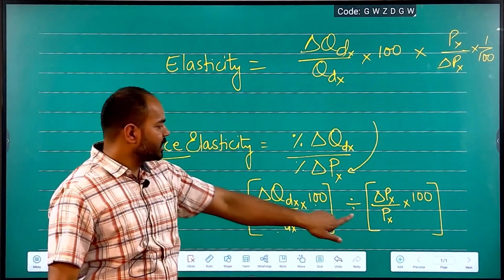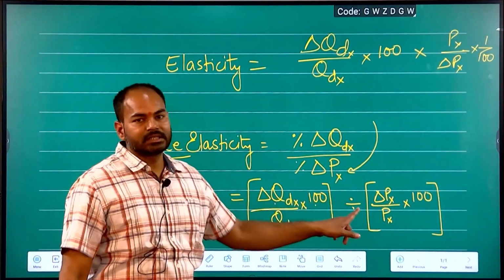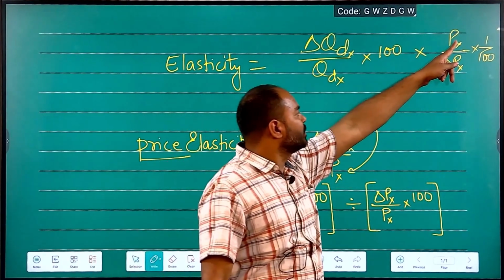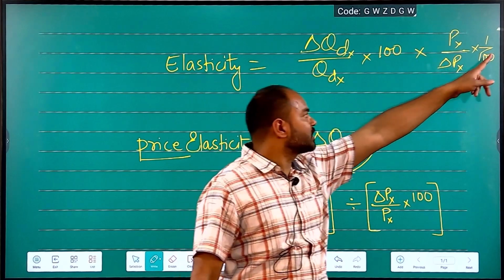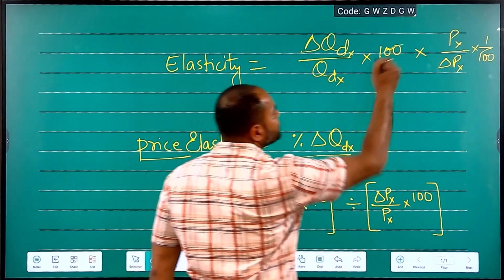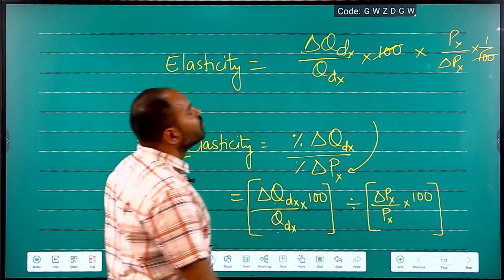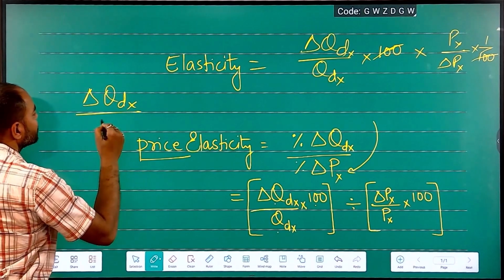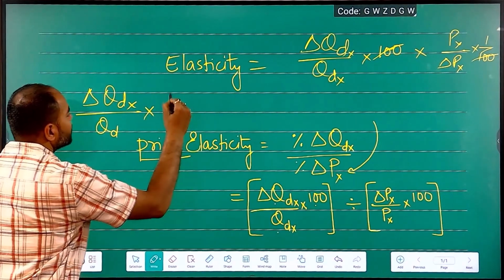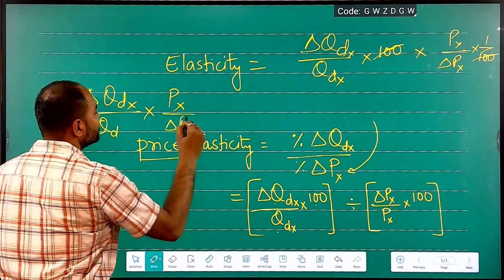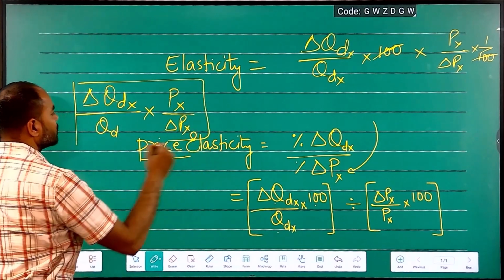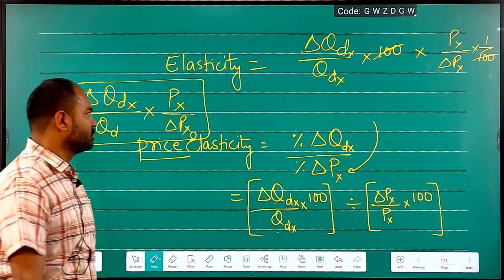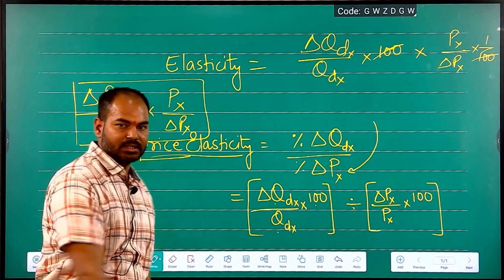this term divided by. If you convert this division into multiplication, all the terms will be reversed. So Px will go upside, delta Px will go downside, and 1 upon 100. So 100 is cancelled by 100. Now what is left? Change in Qdx upon Qd multiplied by Px upon change in Px. This is the formula for elasticity of demand, or we can term it price elasticity.